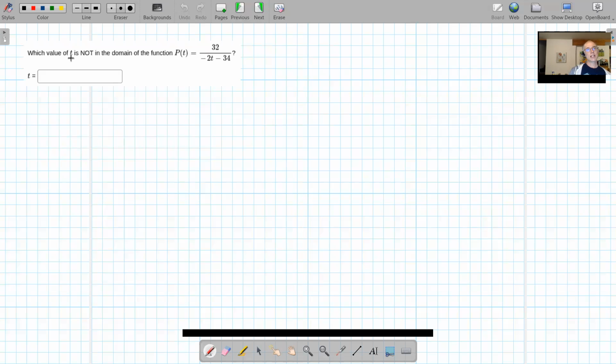Which value of t is not in the domain? So sometimes for a domain, we say, well, what is in there? What x values do we have? And sometimes it's easier to say, well, what's not in there? And in this case, I have a denominator and we can't have 0 in the denominator. So identifying the domain by saying what's not in the domain, here we're using t as the independent variable instead of x. And if the denominator equals 0, I have a problem because division by 0 doesn't lead to an answer.